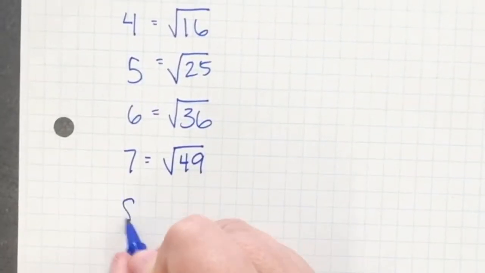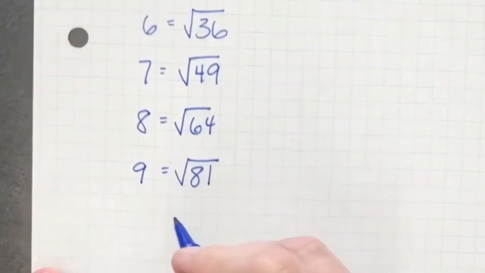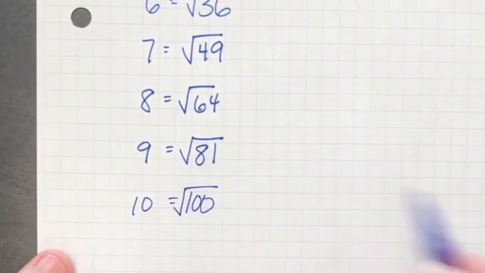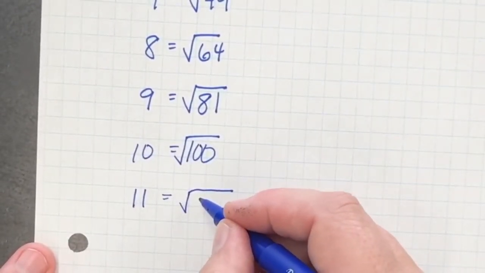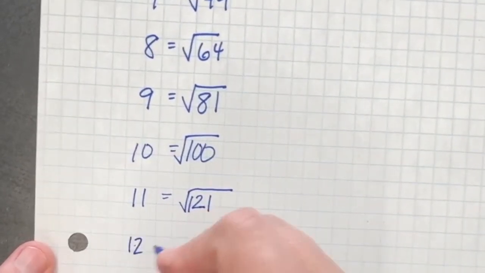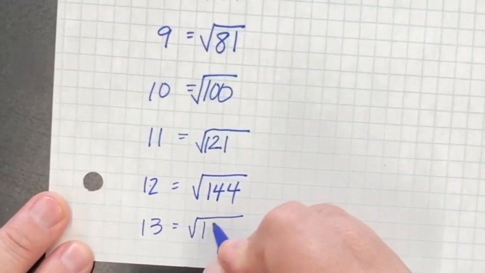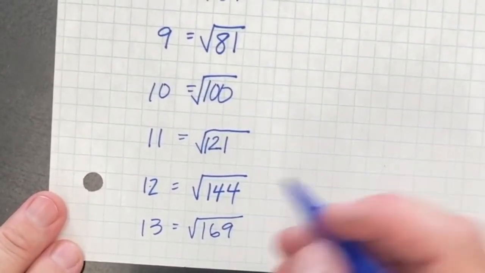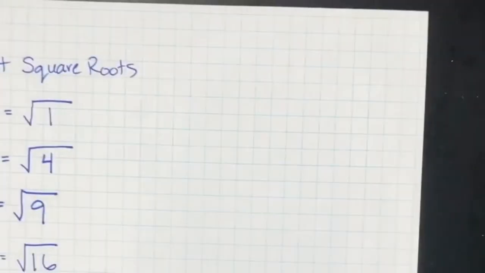So the square root of 64 would be 8. The square root of 81 would be 9. The square root of 100 would be 10. Square root of 121 would be 11. And then 12 times 12 is 144, so the square root of 144 is 12. 13 squared is 169, and I know mine up through about 15, but I'm out of room.